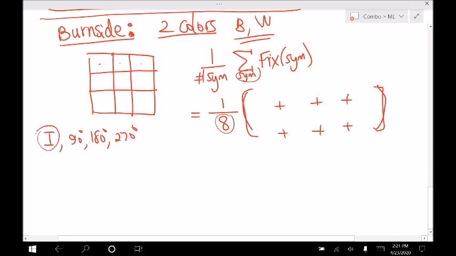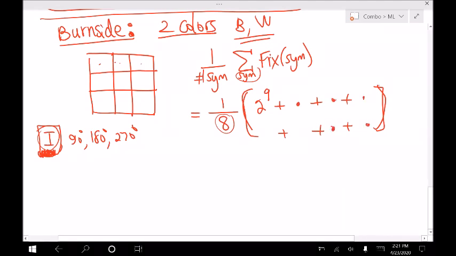Starting with the identity, how many of the colorings will remain unchanged if I apply the identity symmetry? Any coloring will remain unchanged if you apply nothing to it. So all of the colorings, which is 2 to the 9 colorings, are acceptable. This gives you the idea of what will happen next.